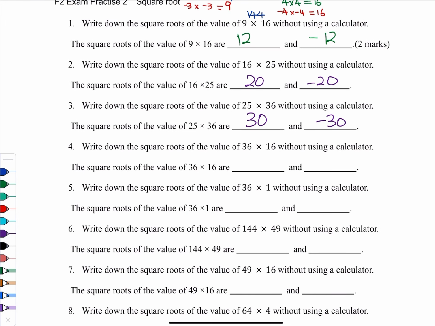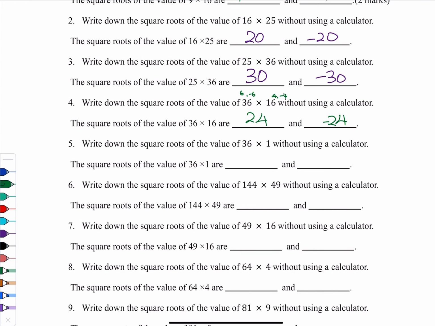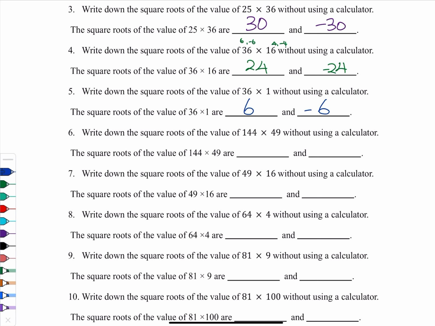6 times 6 is 36. 4 times 4 is 16. So you have 6 and 4, negative 6 and negative 4, and then 6 times 4 is 24. 6 times negative 4 is negative 24. Easy. Then let's just continue. And then 36 times 1, 36, and the square root of 36, 6 and negative 6. Continue. 12 times 7, you can get it as 84 and negative 84.